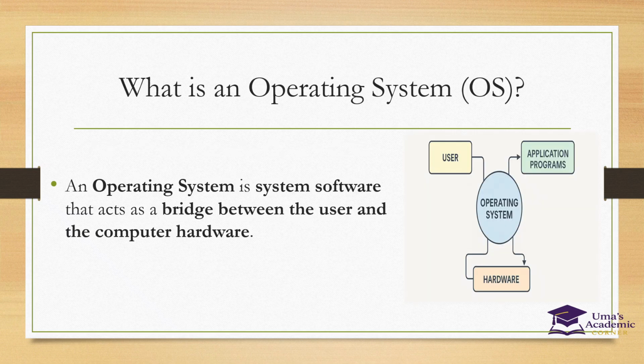An operating system is a system software that acts as a bridge between the user and the computer hardware. When the user or the application program wants to interact with the hardware parts of the computer, they need an intermediate software. So this operating system acts as an interface between the user and the hardware parts of the computer. It manages hardware resources and provides essential services for computer programs.